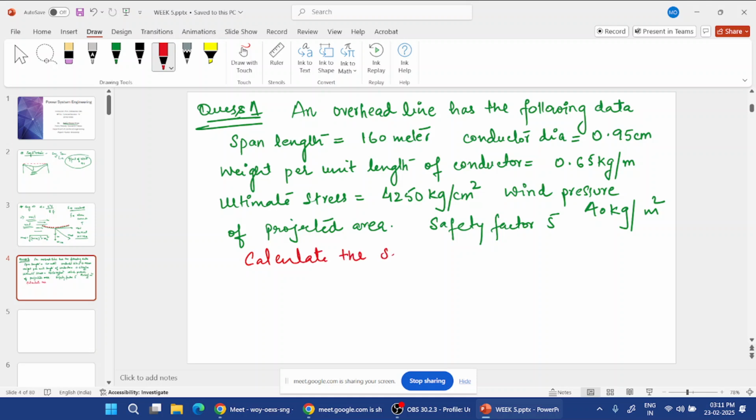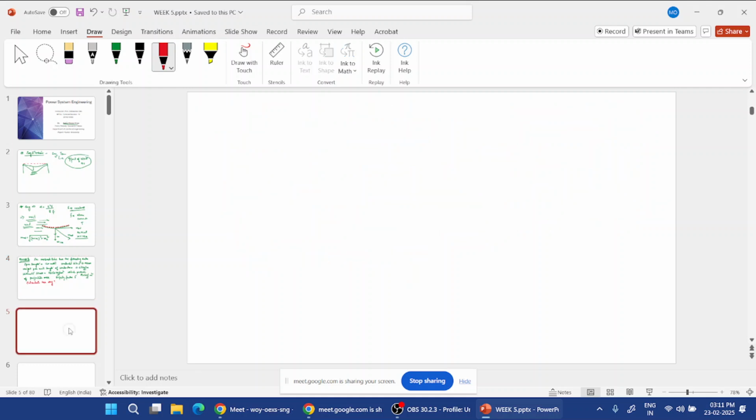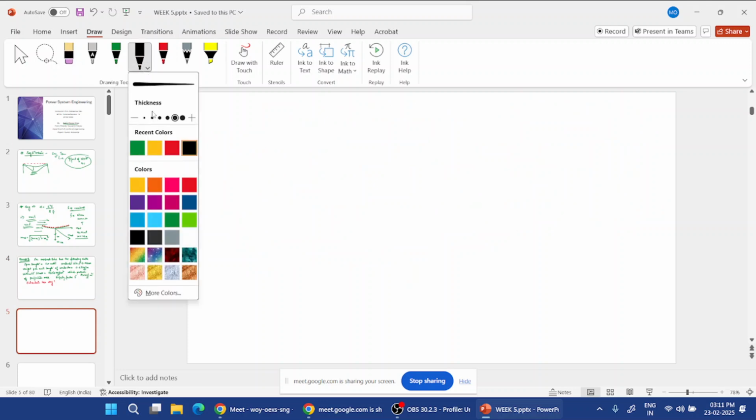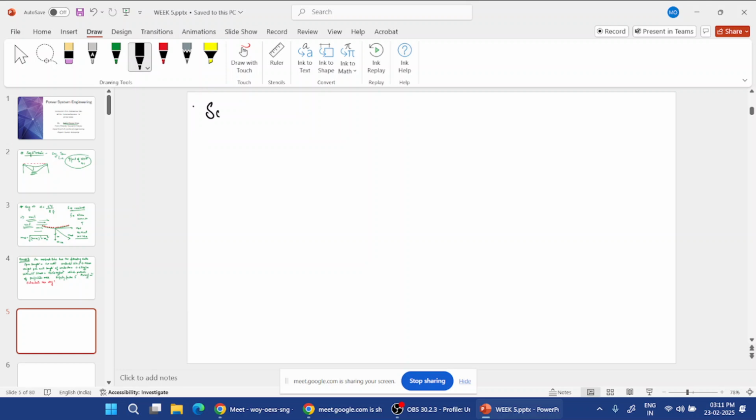Calculate the sag. Basically, we have to calculate the sag. Now, what happens here is that now I will explain how we are going to solve it. So, solution.